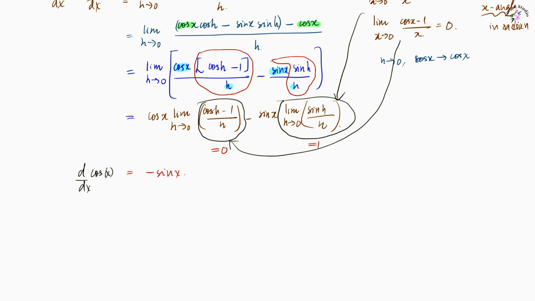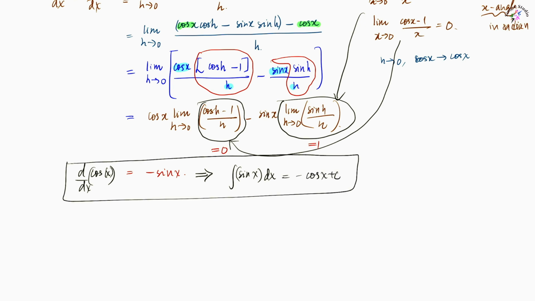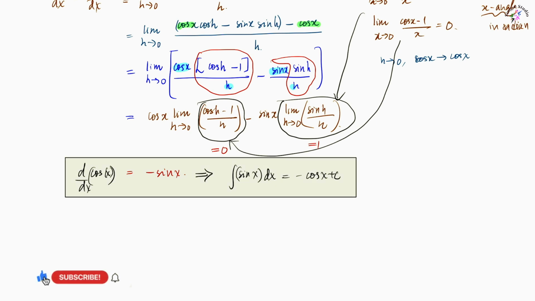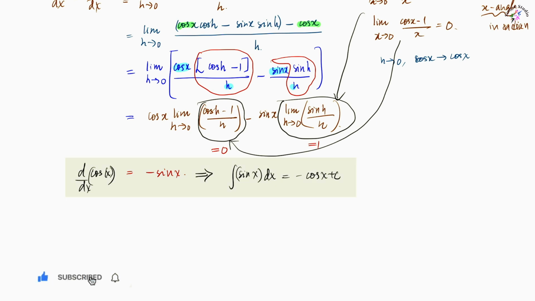with respect to x is negative sine x, and which will also imply that the integral of sine x with respect to x will be negative cosine x plus c. And this is also a very important result, and this will be very handy when we differentiate functions involving trigonometry as well as integrating functions involving trigonometry.